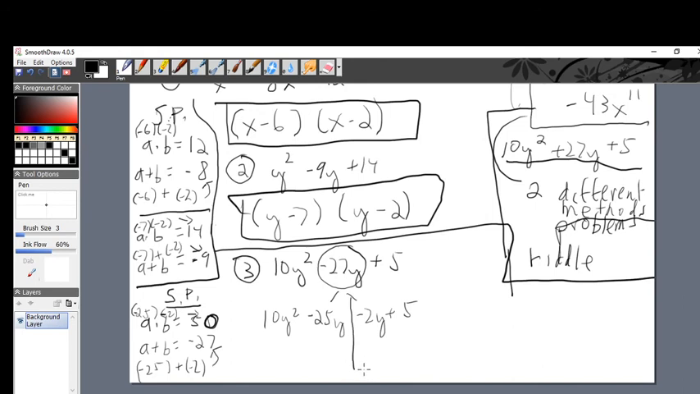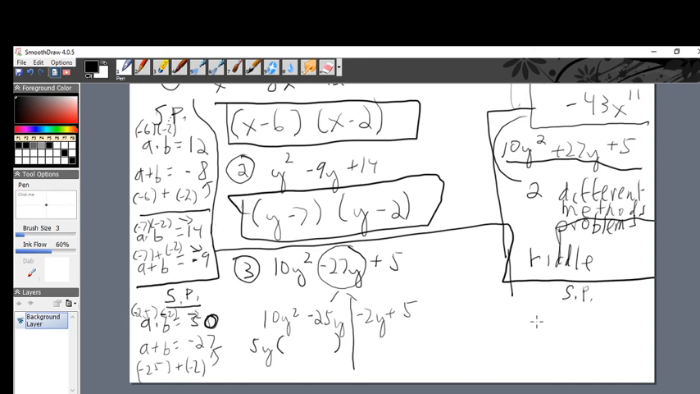We learned how to factor by grouping. Let's get the GCF of the left-hand side. And let's get the GCF of the right-hand side. What will go into 10 and 25? Answer, 5. Highest number. What will go into y squared and y? Answer, y. Let's go over to scrap paper.